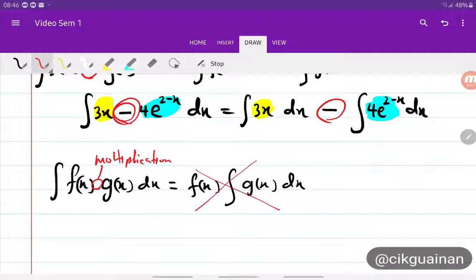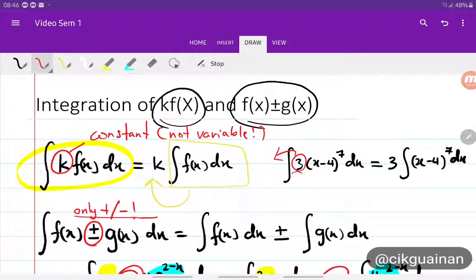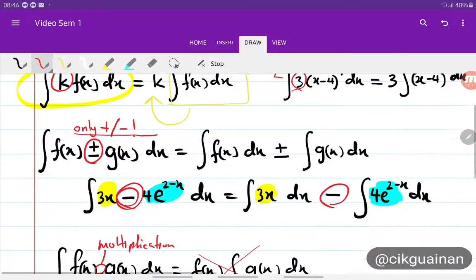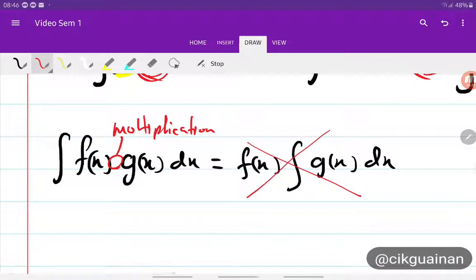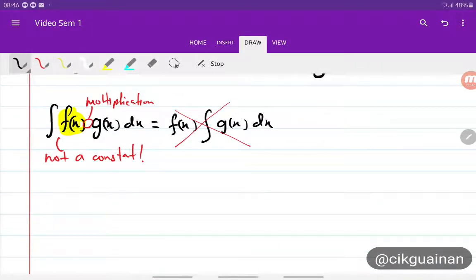Why is this wrong? Because the first rule says you can take out k if k is a constant. You can take out whatever multiplies with f(x) only if the thing that you multiply is a constant. In the rule, k is a constant, so you can put it outside. But in this case, this one is not a constant, so you cannot put it outside. It is very wrong.